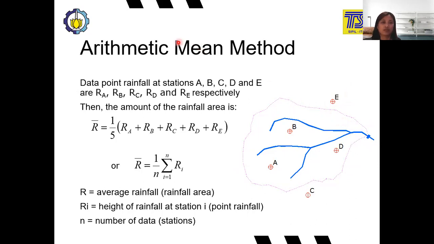So that's why if you use the arithmetic mean method, you have to look at your watershed situation. If it is a normal area, like all of the stations are located near and at the same elevation, not only one station located in the mountain and the other 4 stations in the valley, then yes, you can use this arithmetic mean method, because it has to represent the watershed correctly.